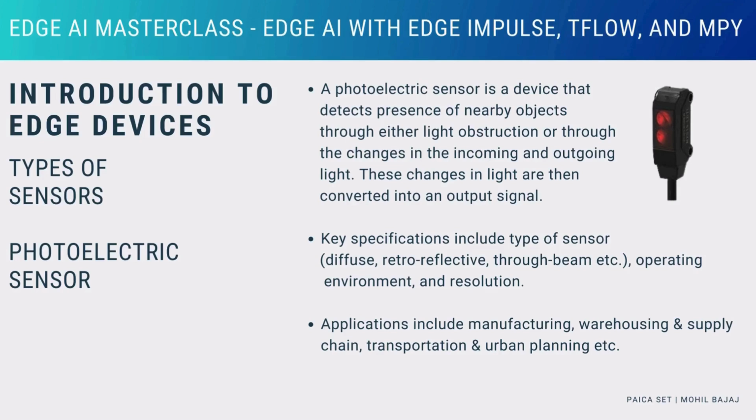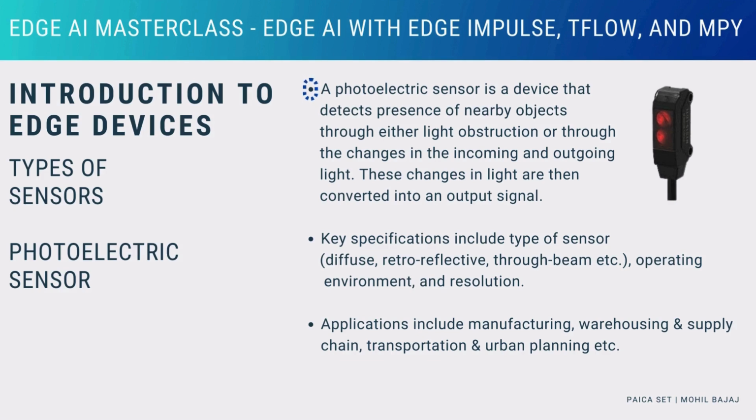Welcome, everyone. In this video, we're going to explore another fascinating component used quite frequently in industrial automation and robotics, the photoelectric sensor. So let's dive in right away. A photoelectric sensor is a device that detects the presence of nearby objects through changes in the light signal that it sends out into the environment. It captures these changes in light and converts them into an electrical output signal.